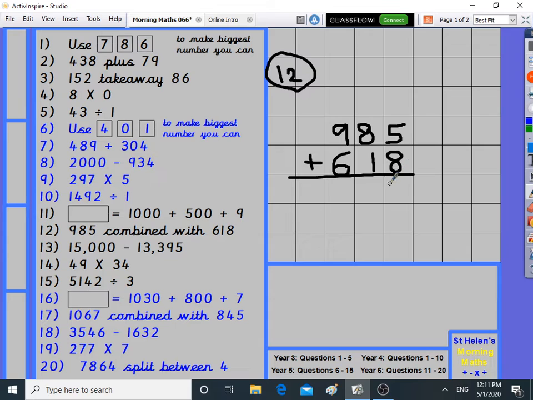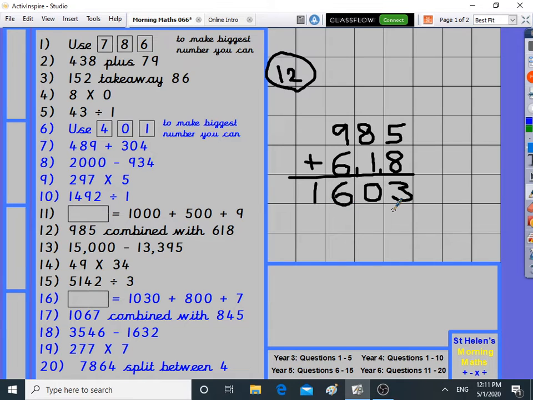5 plus 8 is 13, carried a 1. 8 plus 1 is 9, plus a little 1 is 10. 9 plus 1 is 10, plus 6 is 16. So we get 1603. And in date form, you would say 1603.